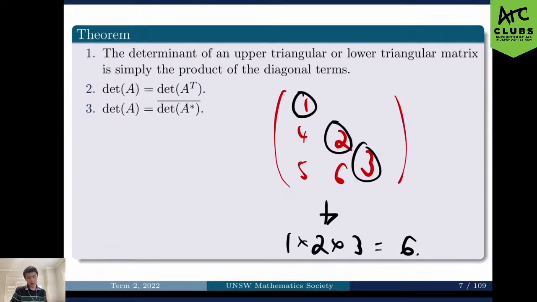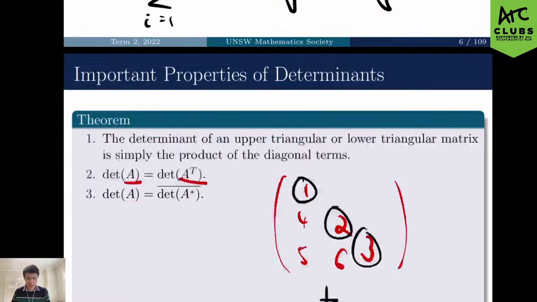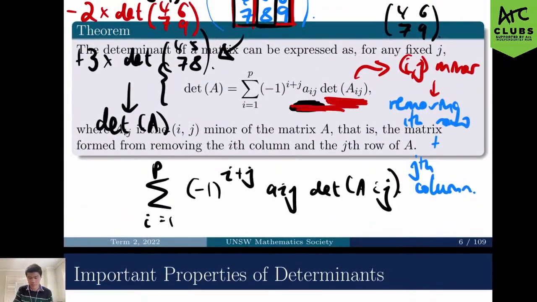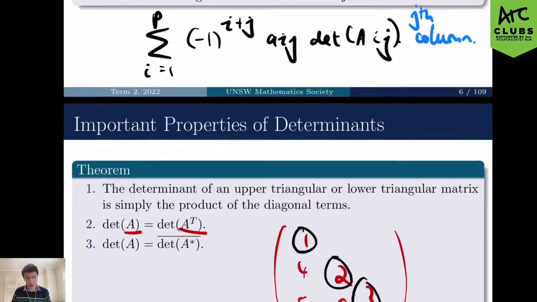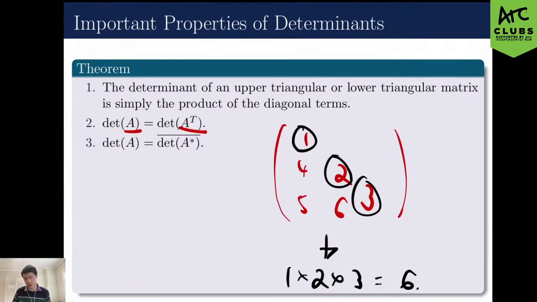The second one is quite important too. So if you take the transpose of a matrix, it doesn't change the determinant. And it's just because this formula basically works for either rows or columns, right? So it doesn't matter whether everything is a row or a column. If you switch around the rows versus the columns, you get the same determinant. So the determinant of A is equal to the determinant of its transpose.